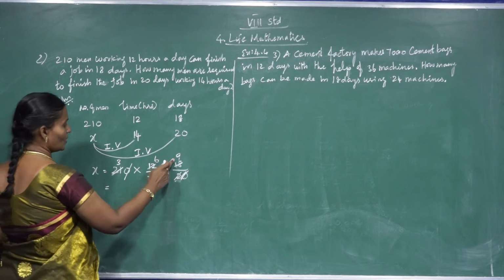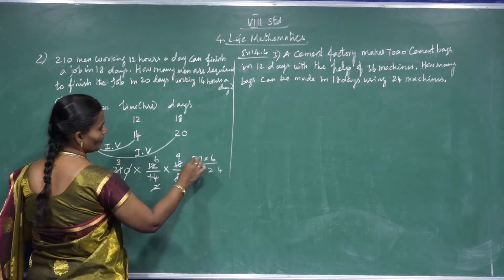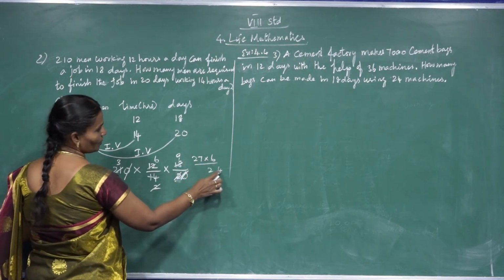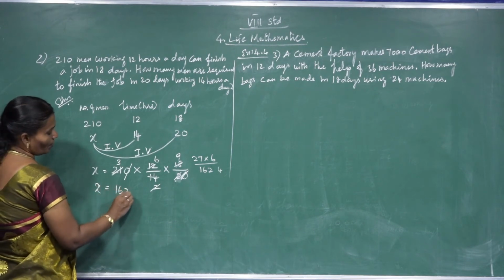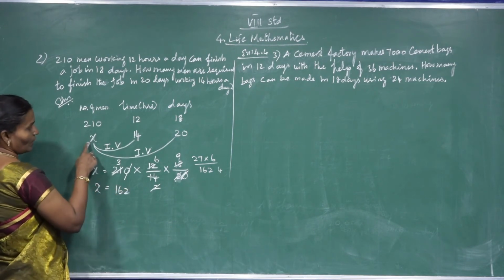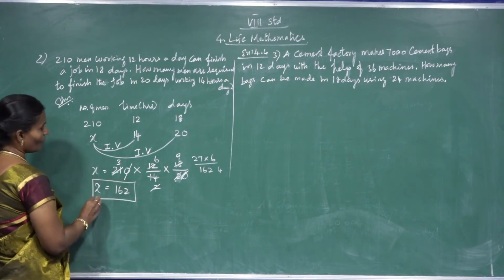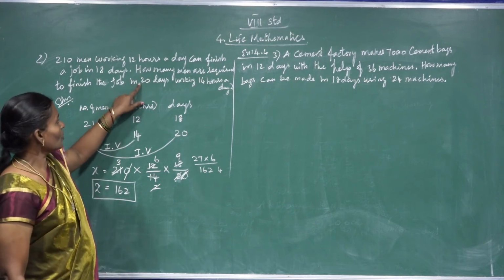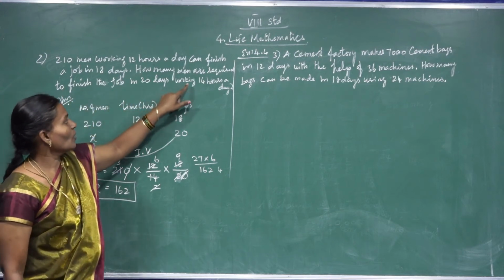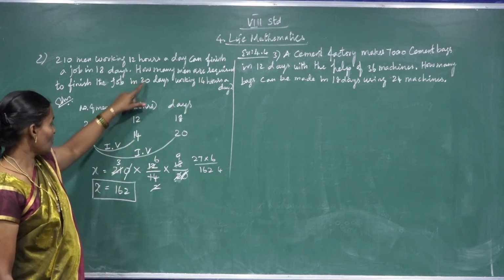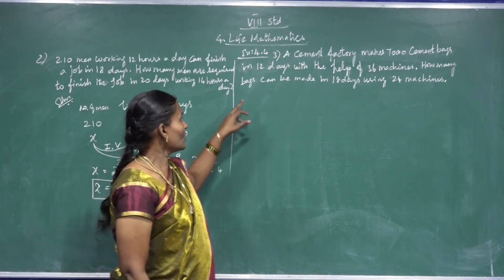So 9 3s are 27. 27 6s are 162. So here the needed number of men is 162. What is the question? How many men are required to finish the job in 20 days working 14 hours a day? The number of men is 162. Good. Now we see the third topic.